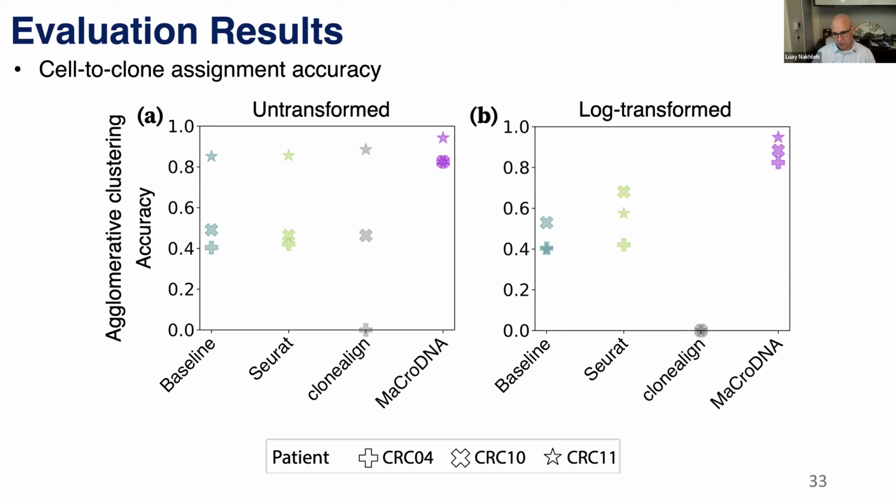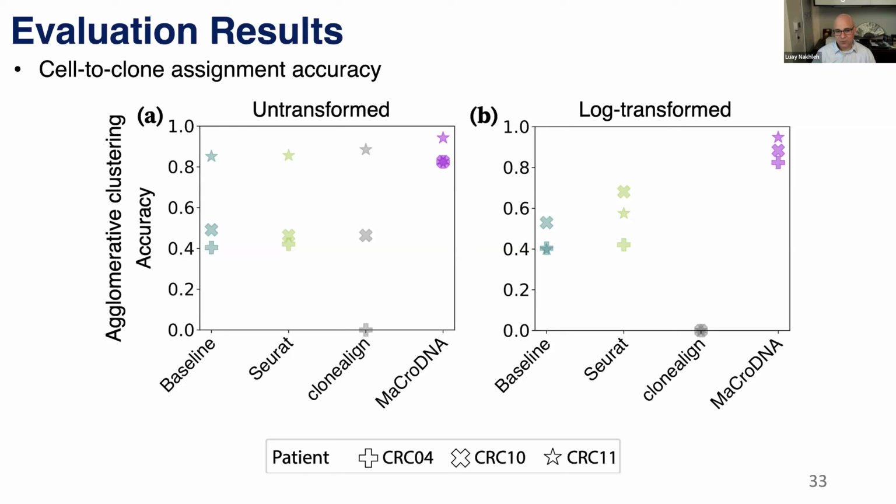We were surprised by clone-align. It didn't do well, in particular for log transform data. It basically did not map any cell correctly. For the untransformed data, for one of the patients it did very poorly. The other one was okay, one was very, very poor as well.